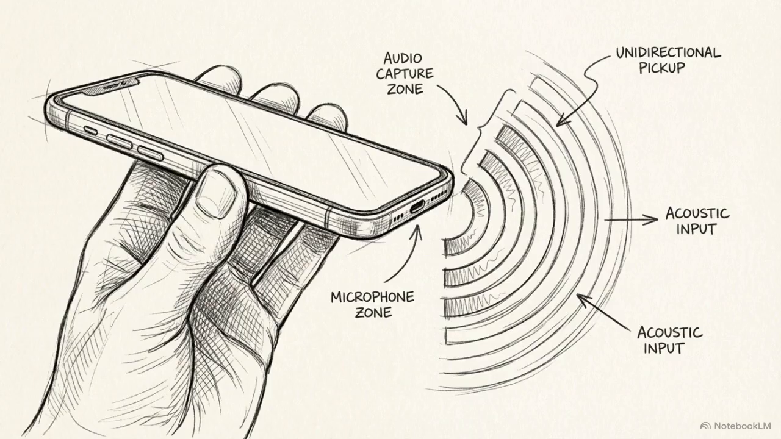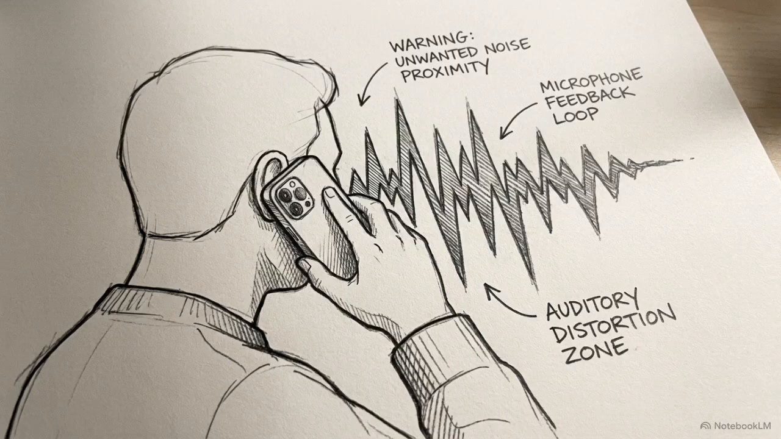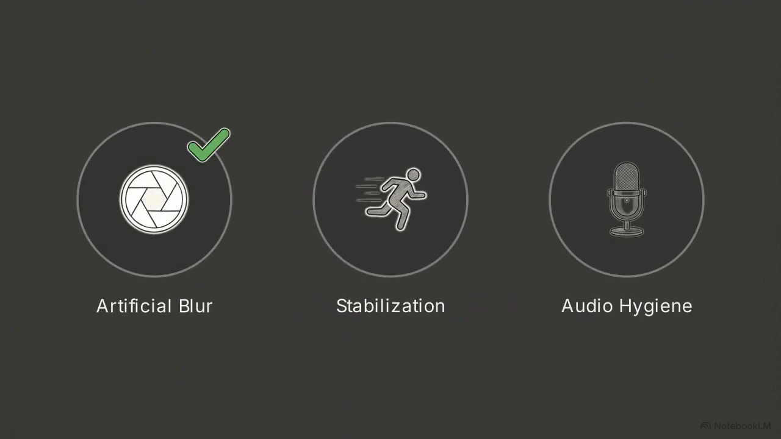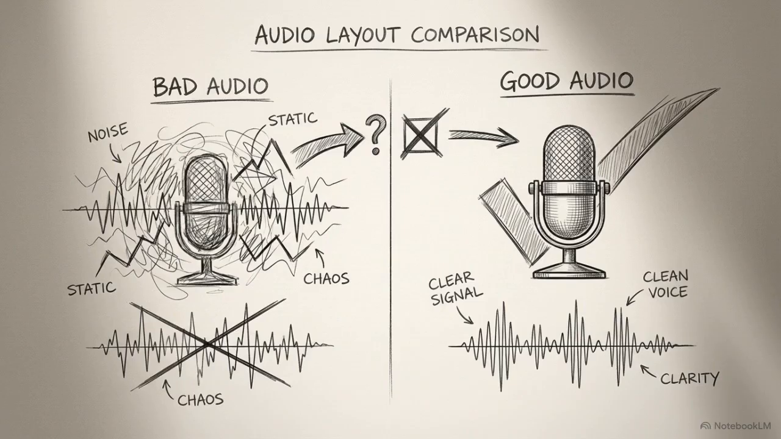While filming, you also need to manage your audio environment. The phone's microphone is extremely sensitive to proximity noises, particularly the sound of your own heavy breathing while holding the device. Utilizing these tools, artificial blur, digital stabilization, and audio awareness, removes the technical distractions that often mark a handheld recording as amateur.